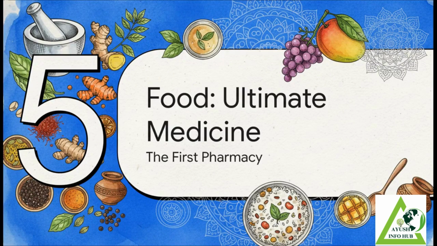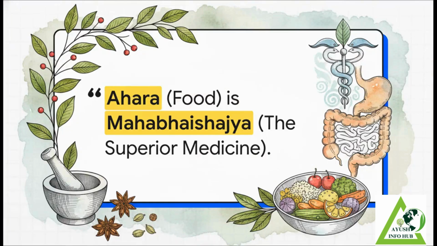So all of this brings us to what many of the classical texts consider the single most important tool in the entire toolkit: food. In this system, diet isn't just something supportive you do on the side. No, it is the primary intervention. Your kitchen is, quite literally, your first pharmacy. This whole idea is captured in one really powerful phrase. Ahara, which means food, is Mahabhaishadya, the superior medicine.